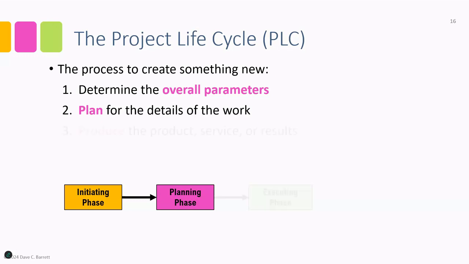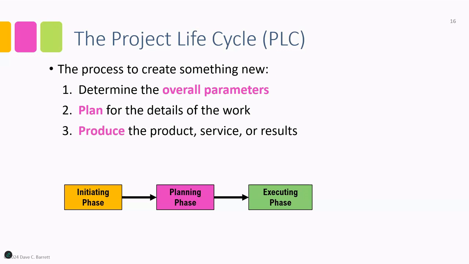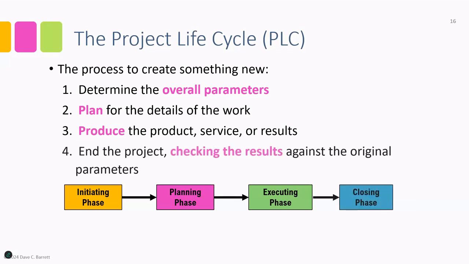Step 3, once the planning is complete, is to actually produce the product, service, or result. So whatever the plans defined, the third step is to actually create those things. And that's referred to, you can see the green box, as the executing phase. And then finally, the last step is to end the project and check the results against the original parameters, so, in effect, to see how we did.